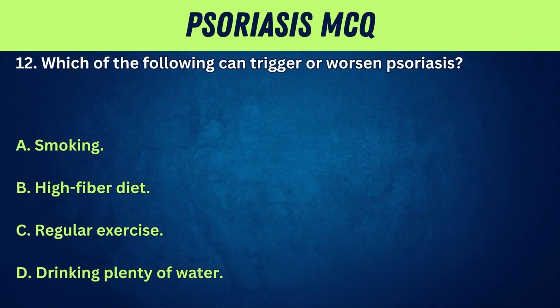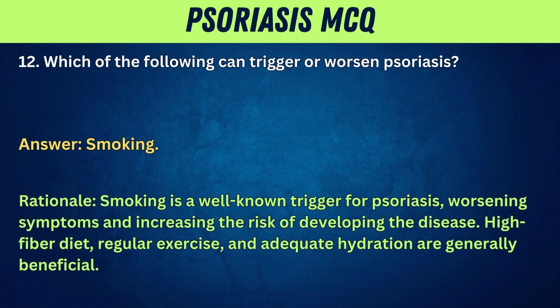12. Which of the following can trigger or worsen psoriasis? A. Smoking. B. High-fiber diet. C. Regular exercise. D. Drinking plenty of water. Answer: smoking. Rationale: smoking is a well-known trigger for psoriasis, worsening symptoms and increasing the risk of developing the disease. High-fiber diet, regular exercise, and adequate hydration are generally beneficial.